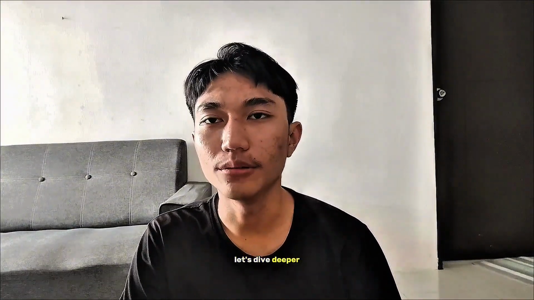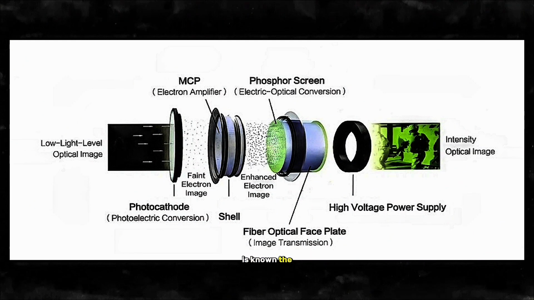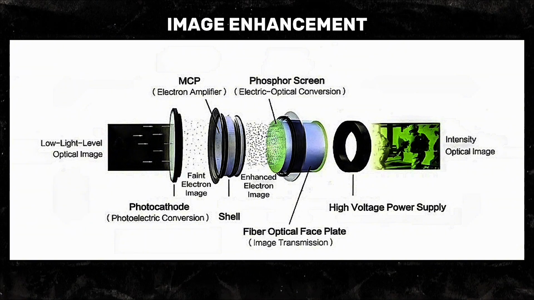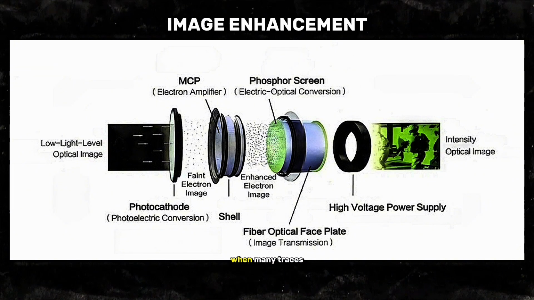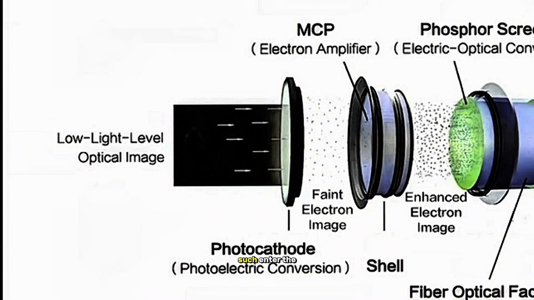Let's dive deeper into the scientific instrumentation behind these devices. The most popular system used in the defense sector today is known as image enhancement. How exactly does it work? When electromagnetic rays of ambient light, such as starlight or moonlight, enter the device, this light particle, or photon, is converted into an electron by a sensitive layer called the photocathode.